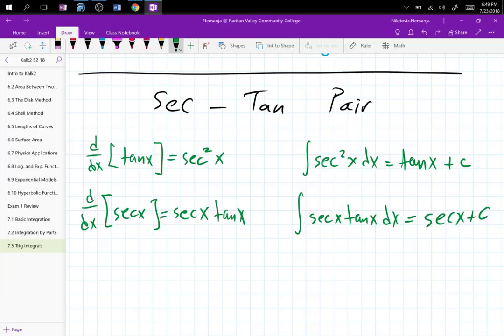Please observe the strings. Over here we have secant squared, and over here we have secant tangent. So these are the ones that you somehow have to leave behind to get your substitution. So let's see some of the problems.